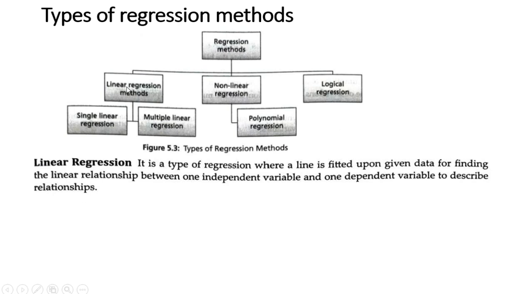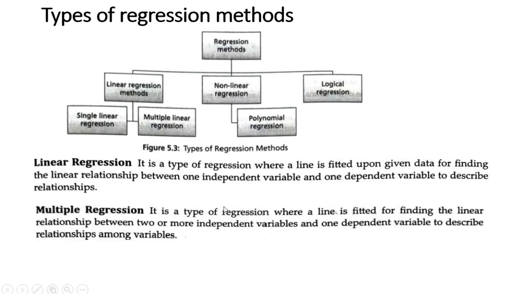So let's see the first one, linear regression. As the word itself says, it is a type of relationship where a line is fitted upon the data for finding the relationship between the independent variable and the dependent variable. But what you have to note here is it's a linear relation between one independent variable and one dependent variable. Linear: one independent, one dependent.